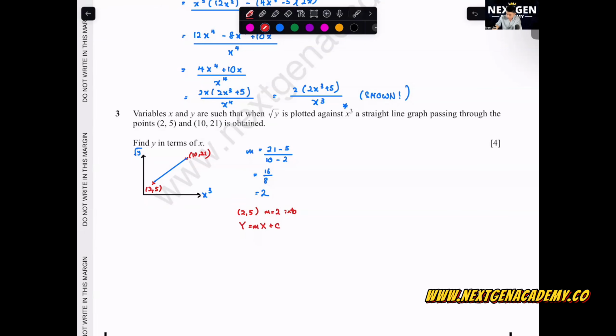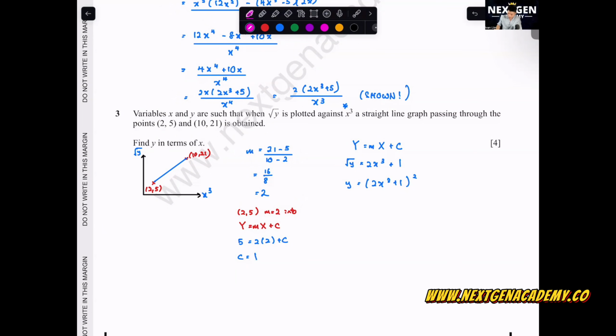So just remember these first two steps, m and c, don't go and convert the values first. So 5 equals 2 times 2 plus c, so c equals 1. Only in the third step, only then you convert. Y equals mx plus c, then we write it as square root y equals 2x cubed plus 1. They want y, so your square root now will become square. Y equals bracket 2x cubed plus 1, squared. Don't do anything extra. You don't need to open up the bracket. We just leave it like this.